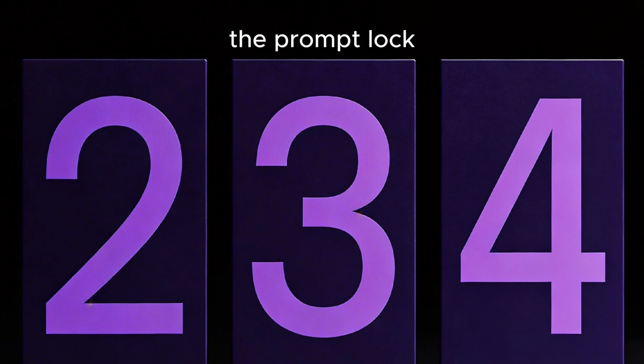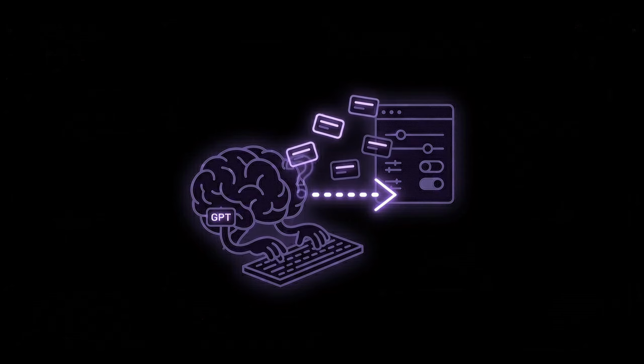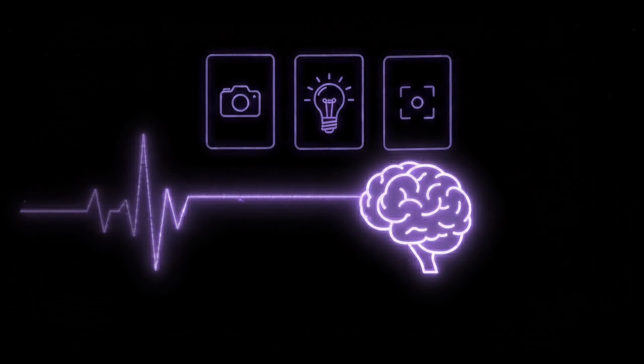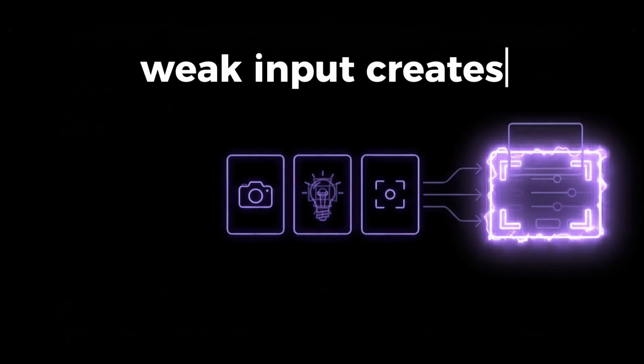Now even if your scenes look good, your results can still feel off because the way you're prompting is still too generic. Step 3 is the prompt lock. If your prompts feel inconsistent, this is why. You're asking GPT to write prompts without teaching it how the tool actually works. So it guesses, and weak input creates weak output. So here's how you fix it.